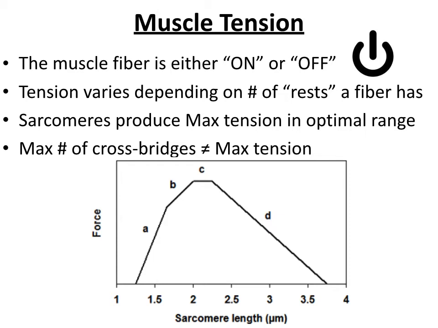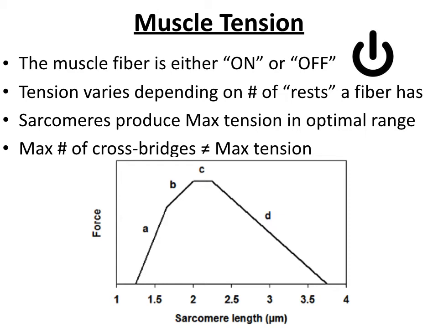But tension overall does fluctuate by other ways, which is adding more muscle fibers to the cause. For example, if you're picking up a dumbbell, 5 pounds, 10 pounds, 20 pounds, well, you're adding more muscle. You're telling more muscles to join, which is called muscle recruitment.